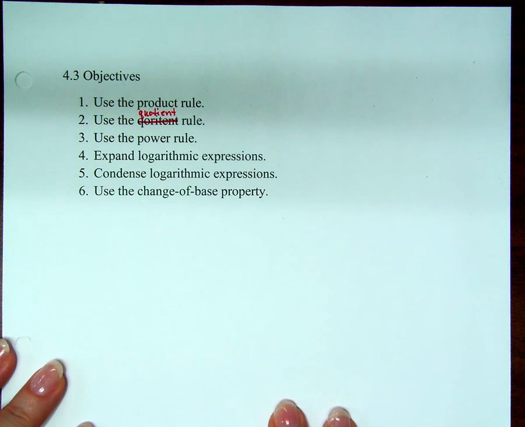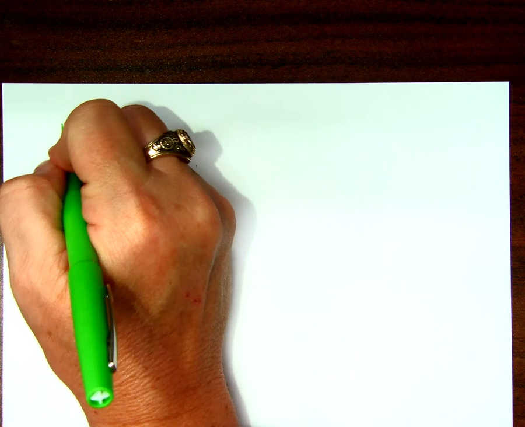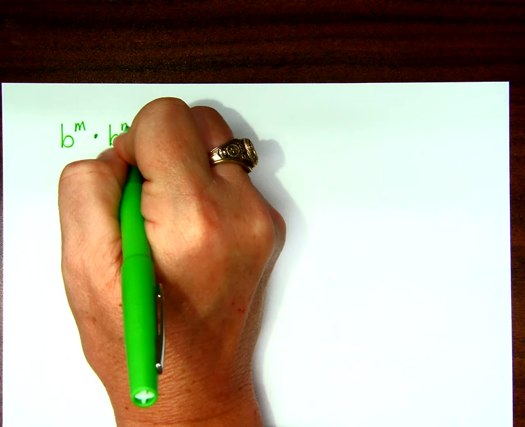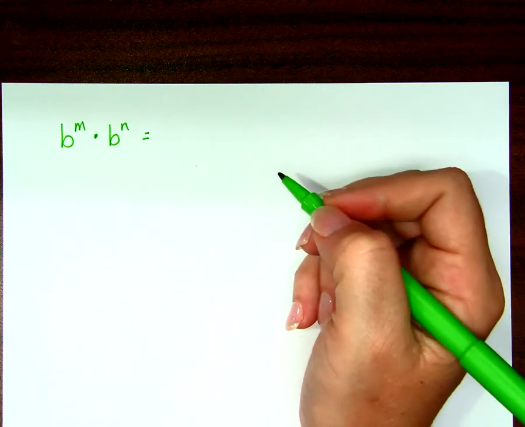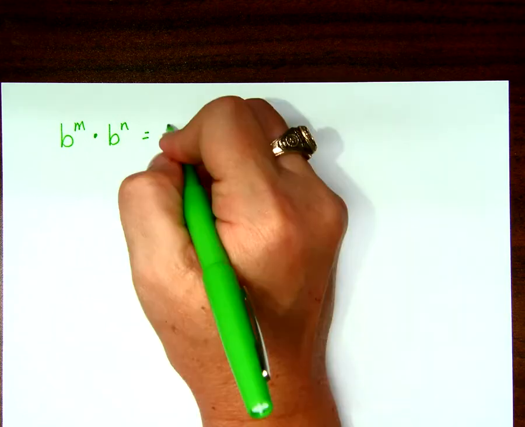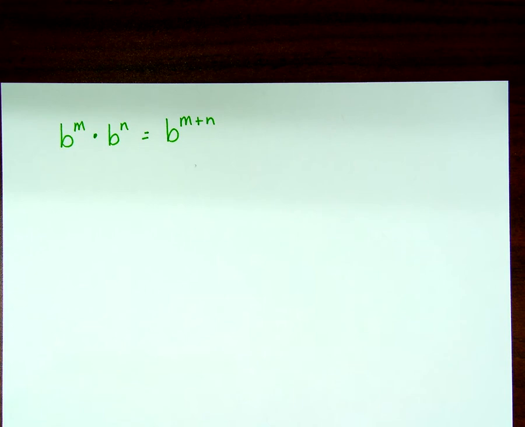Okay, back to properties of logarithms. All right, so let's talk first about the product rule. The product rule when we're talking about logarithms is something you already know. Think about exponential rules. If I have b to the m times b to the n, what's the answer? If I'm multiplying like bases, what do I do with the exponents? Add, so b to the m plus n. That's a rule that you already know.